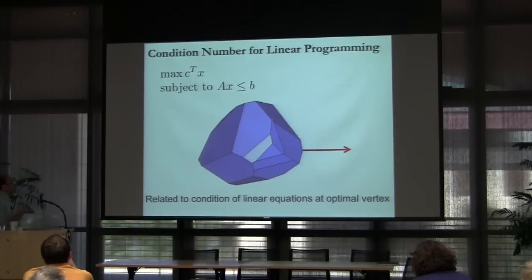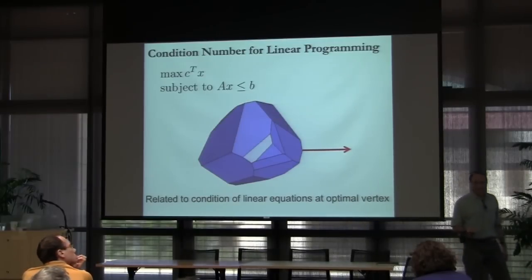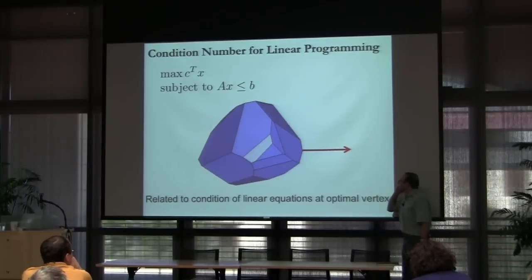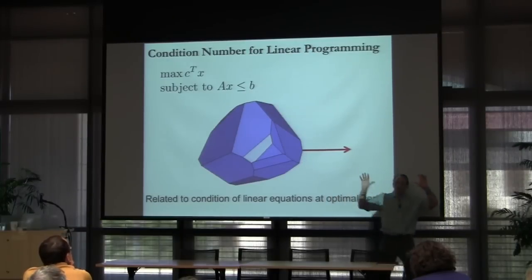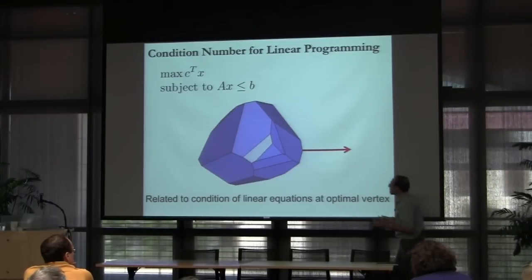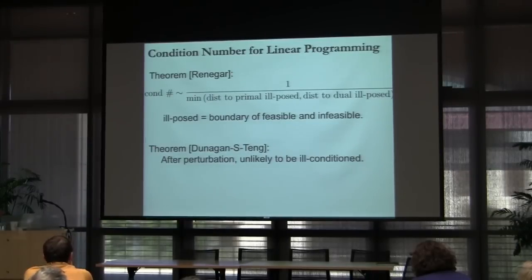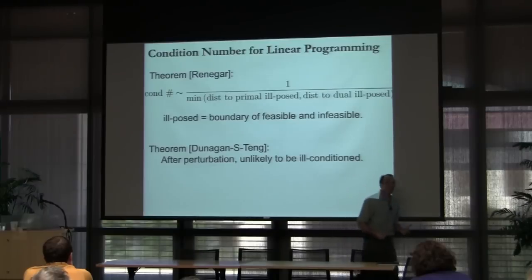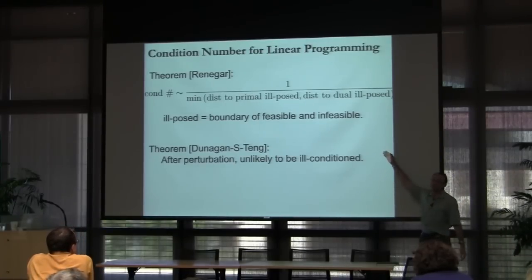Okay, so this brings us to talking about condition numbers for linear programming. Of course, linear programming should have a condition number. It's actually, to some degree, related to things we saw earlier today. You can think about it as being related to a property of the optimal solution. Take a look at the actual vertex optimizing this objective function. That vertex being well conditioned is related to the condition number of linear programming. You don't necessarily need it to be, but if it's well conditioned, it sure helps. So let's not define it exactly, but let me give you one theorem of Renegar's, which said that the condition number is, again, inversely proportional to the distance to ill-posedness. Here, this is our analog of singularity. What it means for a linear program to be ill-posed is that it's on the boundary of being feasible and infeasible.